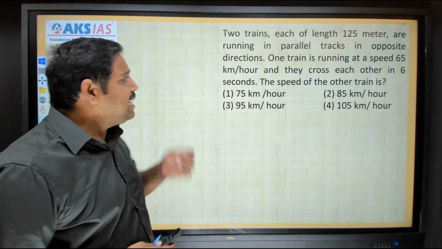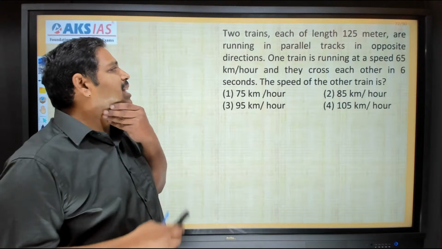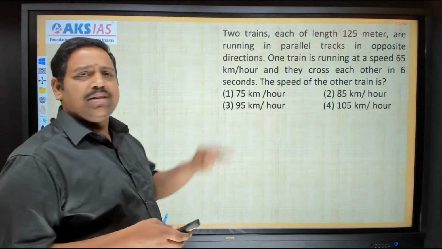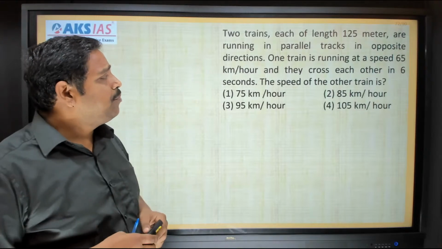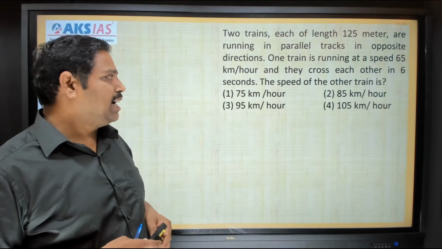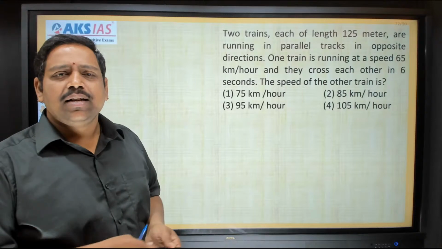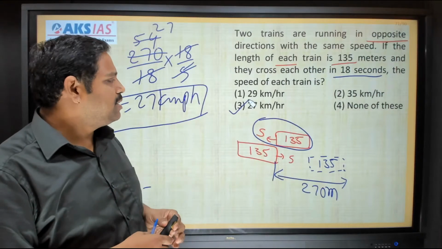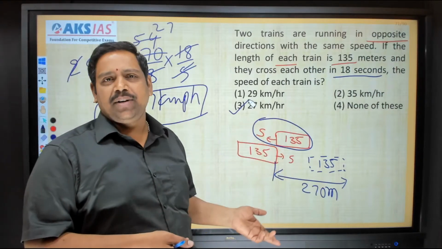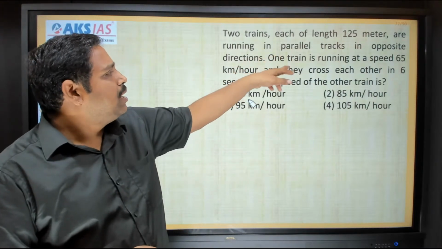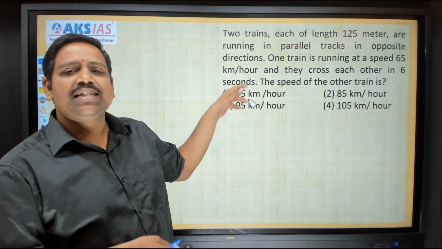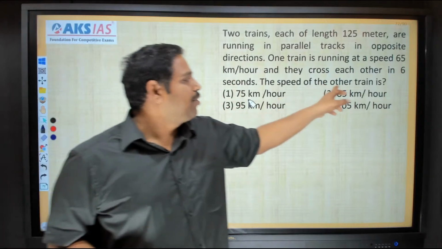Two trains, each of length 125 meters, are running in parallel tracks in opposite directions. Same question, opposite directions. One train is running at 65 and they cross each other in 6 seconds. The speed of the other train is. So same question, sir. Here he mentioned both have the same speeds and he is asking about it. Now he specified that one train's speed is 65 kilometers per hour and he is asking about the speed of the other train. Is it correct?